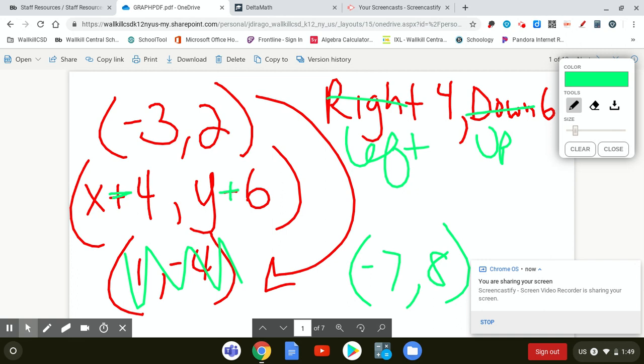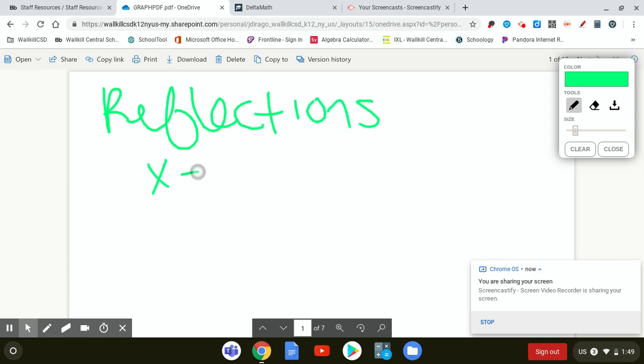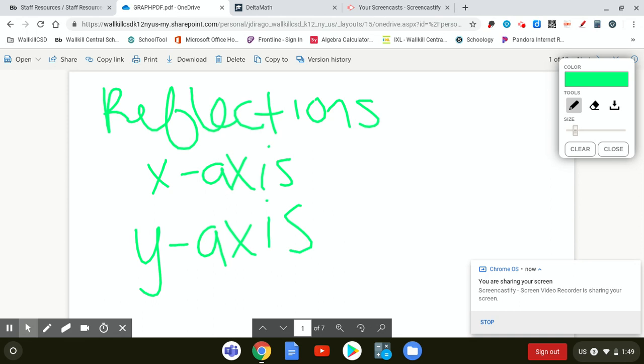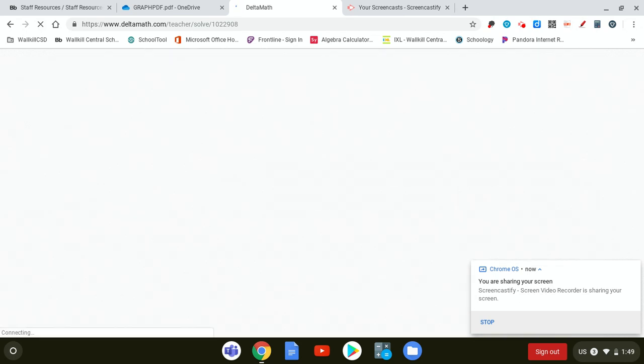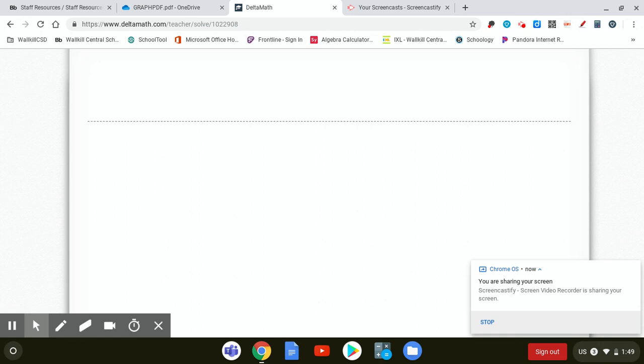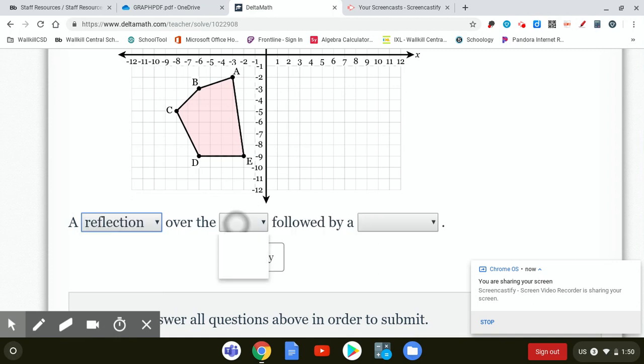Another type of transformations we're going to talk about are reflections. And we took a look this year at reflections over the x-axis and over the y-axis. When you reflect something, basically what you're doing is flipping it. So let's take a look back at our other figure and see what that looks like visually. So we have our figure, and we're going to first reflect it over the y-axis, see what happens there. So basically it flips over the y-axis to the other side.